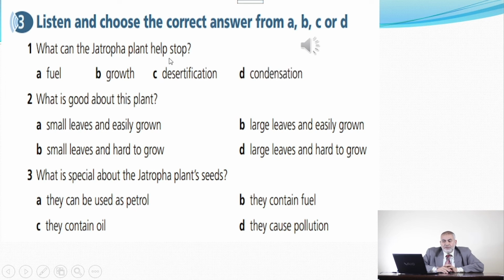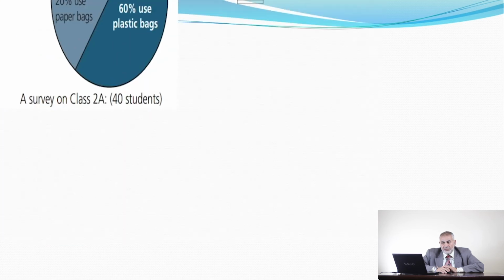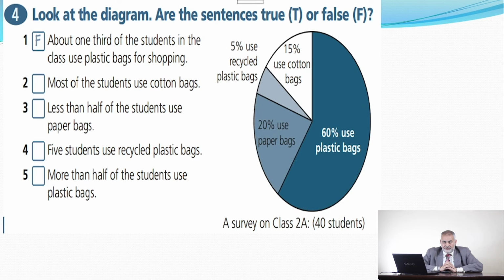What can the jatropha plant help stop? Desertification. What is good about this plant? Large leaves and easily grown. What is special about the jatropha plants? They contain oil. Now look at this diagram.